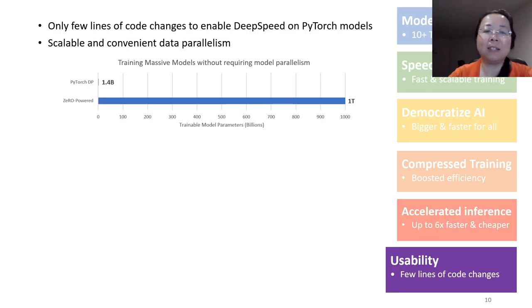Last but definitely not the least, DeepSpeed is easy to use. With only a few lines of code changes, we can enable a PyTorch model to use DeepSpeed. Furthermore, DeepSpeed enables our users to train large models with up to 1 trillion parameters using their beloved data parallelism without worrying about model parallelism. In contrast, without DeepSpeed, models beyond 1.4 billion parameters will run out of memory with data parallelism alone, while using model parallelism often requires major code changes on the user models.